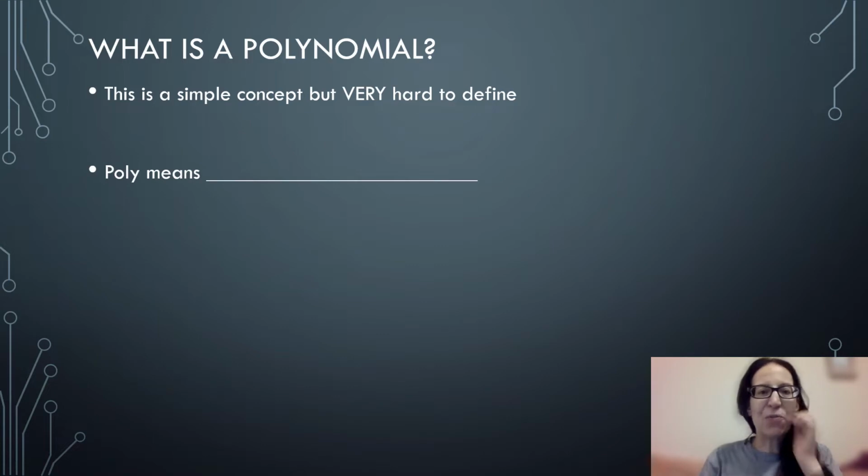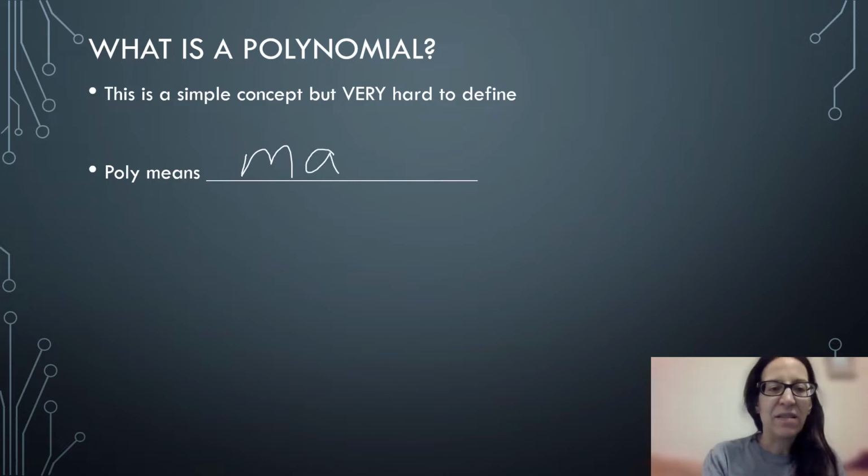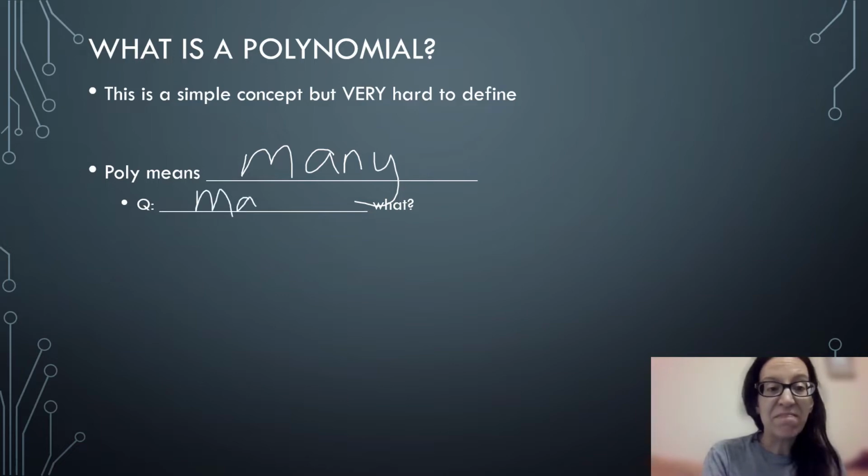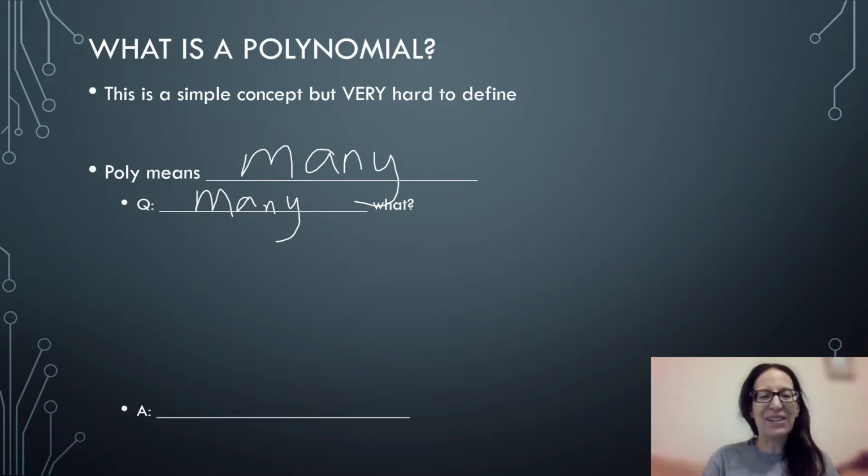Okay, so the prefix poly, if you think about other places you've seen it, maybe polygon, means many. I'm sure you can think of some other words that start with poly, but the prefix means many. So that leads us to the question, many what? Polynomials, many nomials. That's not super helpful. So let's see what the answer is.